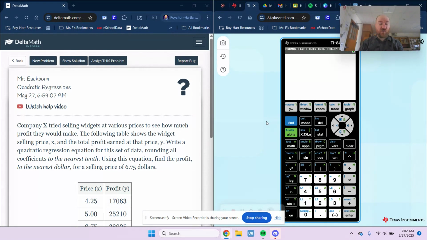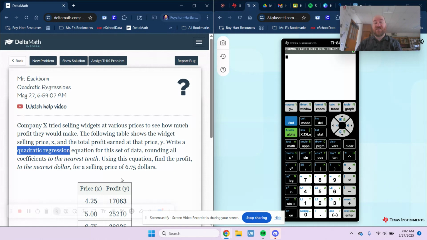All right, so now let's look at the question. It says Company X tried selling widgets at various prices to see how much profit they would make. The following table shows the widget selling price, X, and the total profit earned at that price, Y. Write a quadratic regression equation for this set of data, rounding all coefficients to the nearest tenth. Using this equation, find the profit to the nearest dollar for the selling price of $6.75.